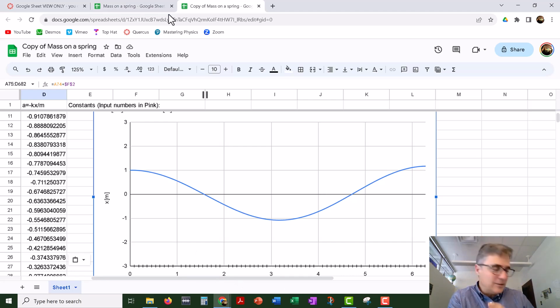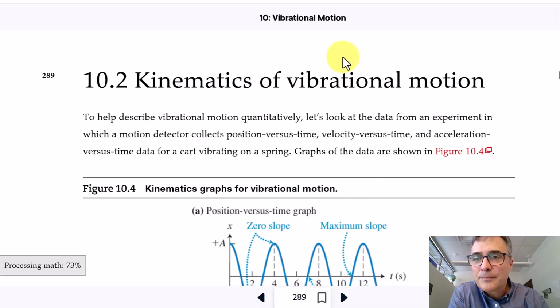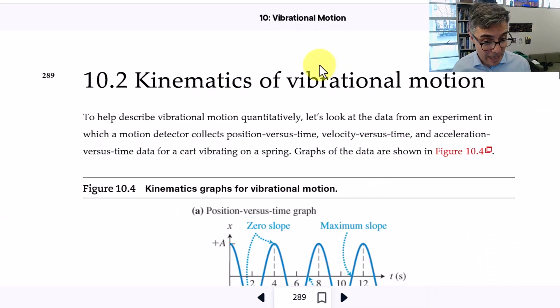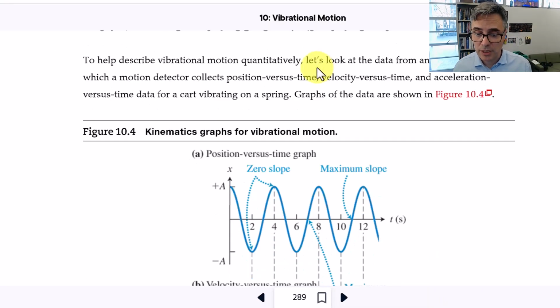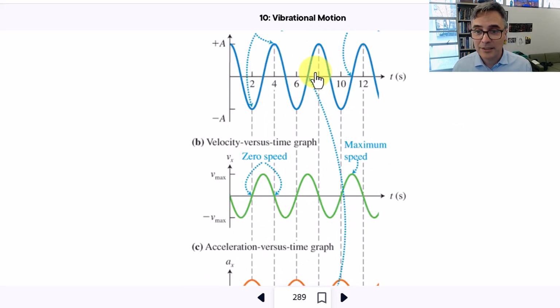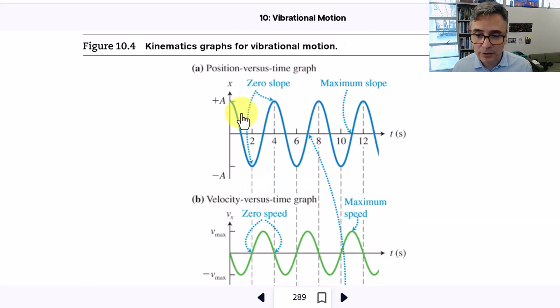So now let's go back to the textbook, and let's look at section 10.2. Section 10.2 is about the kinematics of vibrational motion. So kinematics is often position, velocity, and acceleration. So that's exactly what goes on here, is that if you look at position versus time, you get this kind of wavy curve. If you take the slope of that, you will see also a wavy curve, but it's a little out of sync with this.